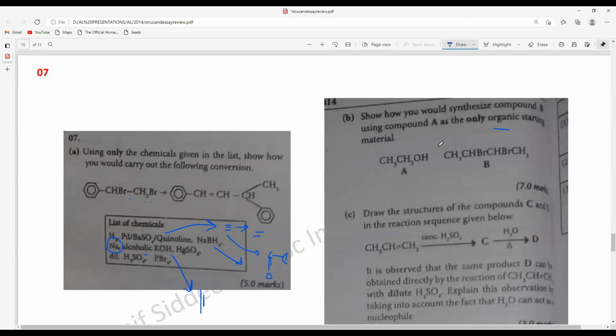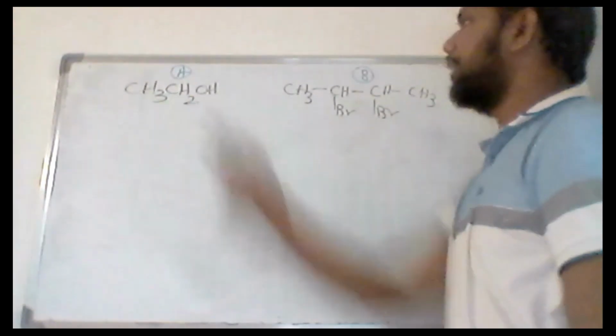So we have the alcohol CH3CH2OH, and we have to synthesize CH3CH, CH3. So there are 2 Br compounds like this. This is A and this is B. So the only available organic compound is this.